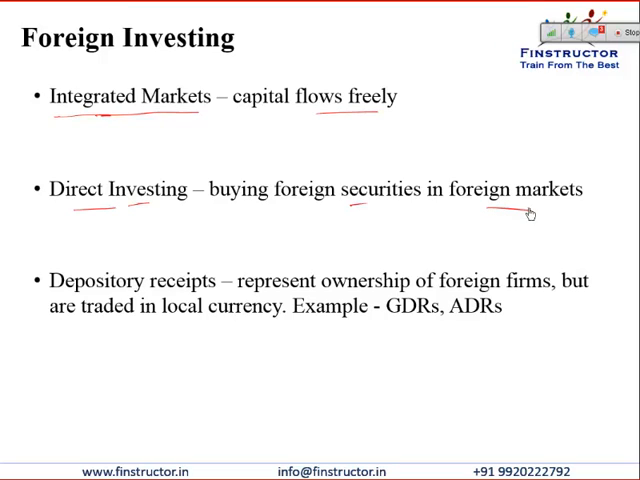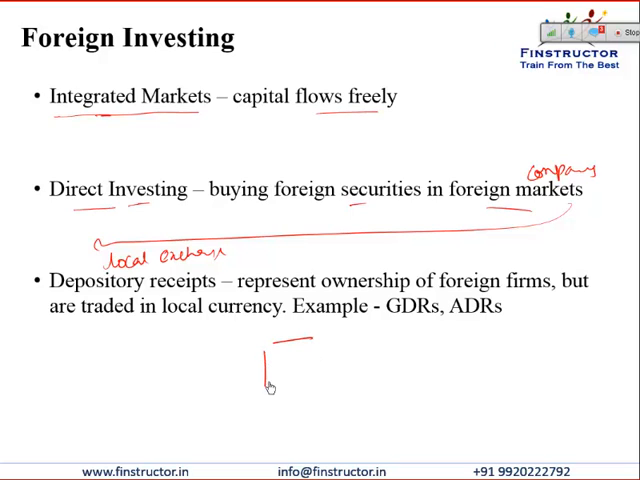However, through depository receipts, what the foreign company does is that the foreign company gets listed on the local exchange. So a depository receipt represents ownership of foreign firms but are traded in the local currency. So if I am an India-based company, for instance, and I feel that there will be a lot of investor interest in my company in the US, then I can go and get my stock listed on the US exchange.